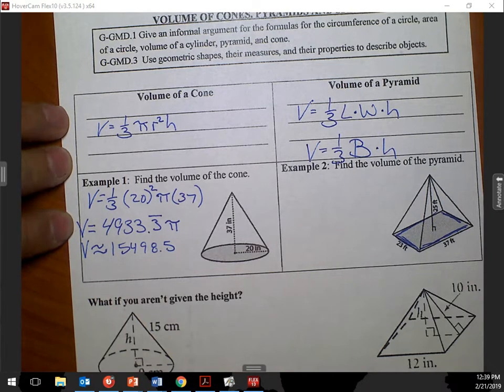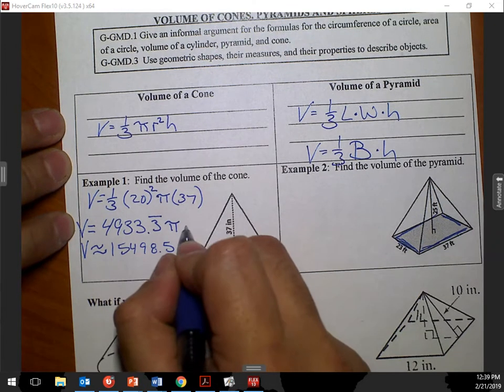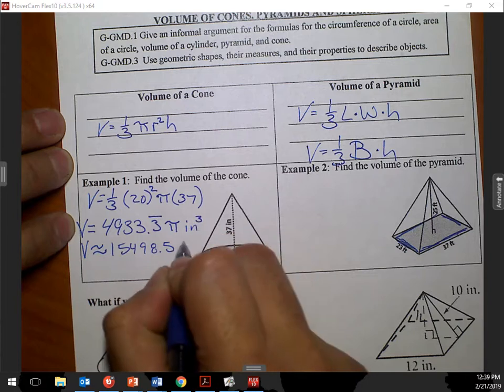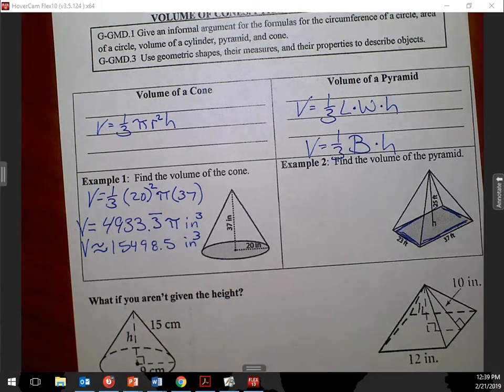And since both of these are volume, what's going to be my units? Inches cubed. There we go. Is this pretty easy now? Yeah. Something like that.